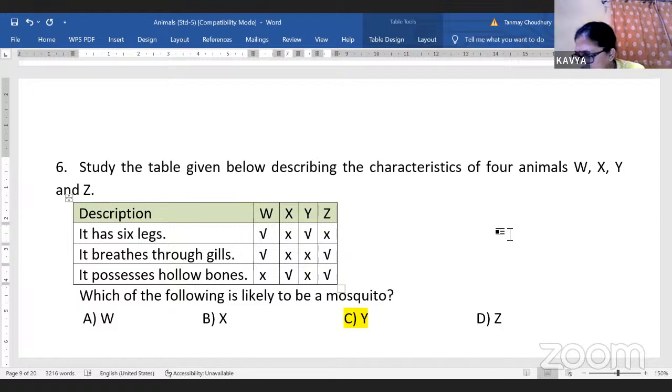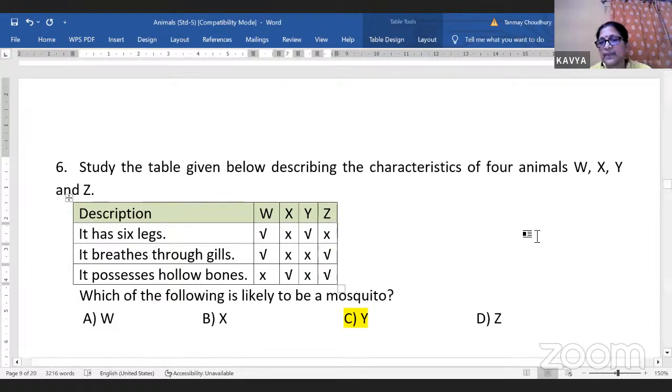Okay. Yes, you are also writing down C, CY. Right.